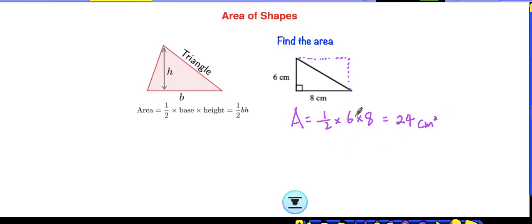Okay, so this is basically a very, very quick review. As you can see, for the right triangle, the height looks a little bit different, just because this side is already perpendicular to the bottom side. Okay, let's check a little bit more complicated examples.